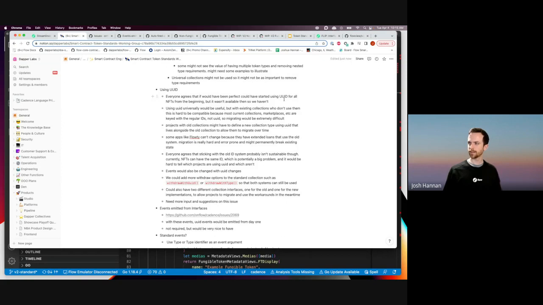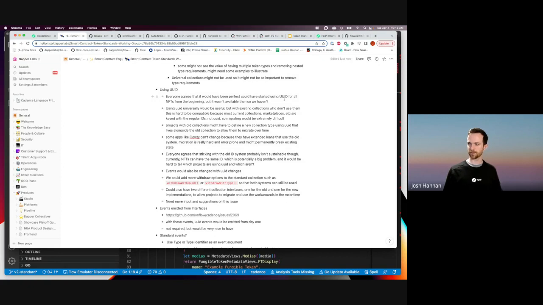And there are some apps like Floaty, Austin was talking about this last time, that have smart contracts that use the old IDs, and even if we upgraded the smart contract standard to encourage the use of UUIDs, their contract is still keyed on this old ID system. So yeah, still having to work with that existing state is something that we have to figure out.